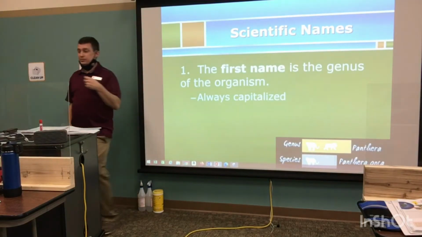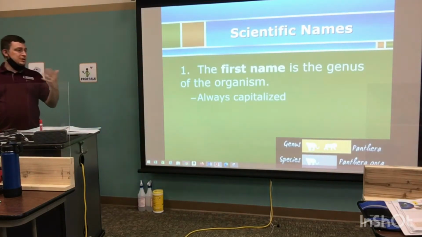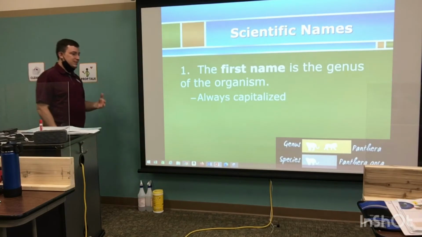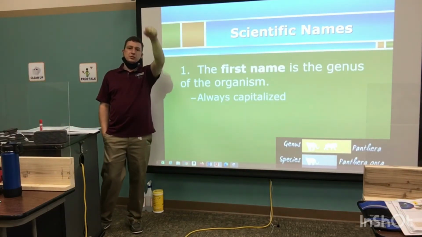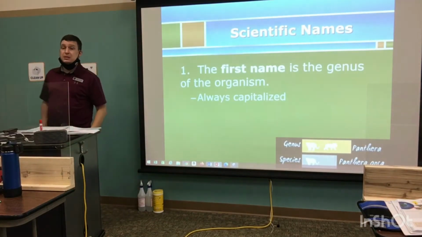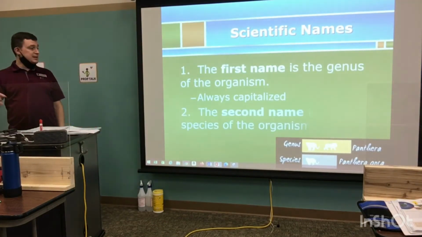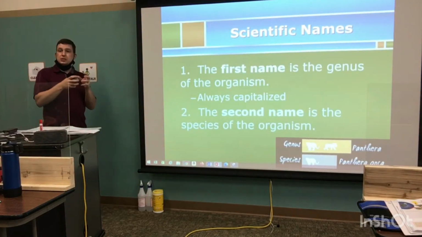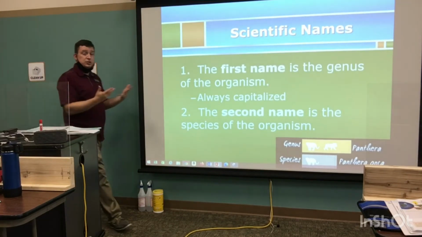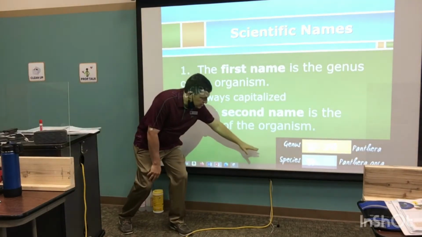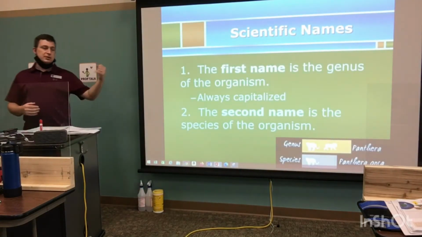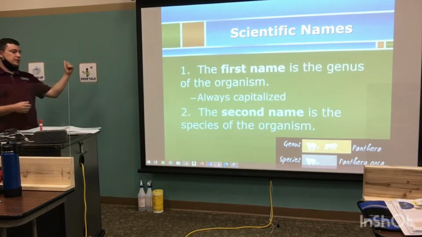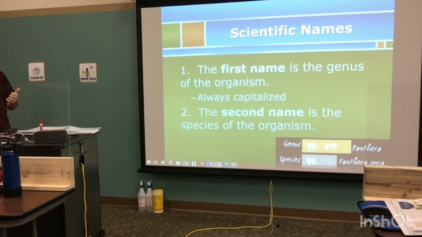So the second name, who can tell me what is the second name in the scientific naming process? Owen? Ah, the species, right? So the second name will always be the specific species, and you can see that. The species is onca. So our black panther, its first name is Panthera, its second name is onca.